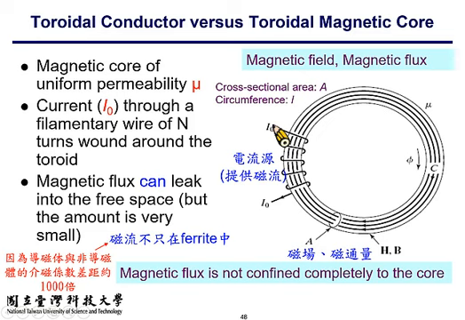And so you have magnetic flux going around in this magnetic core, and they are made of magnetic field intensity H, the magnetic flux density B, and the magnetic flux phi, 磁通量 phi, okay?